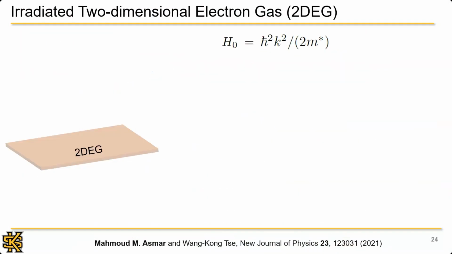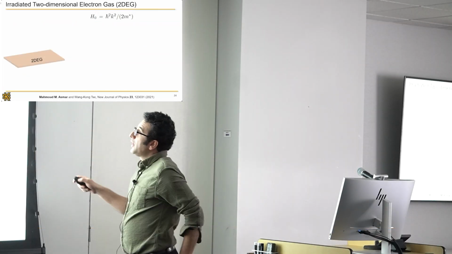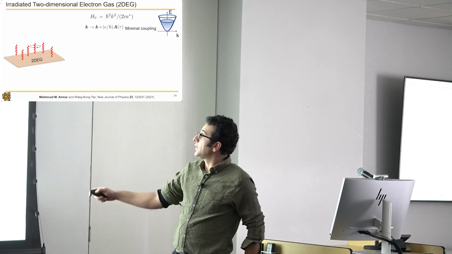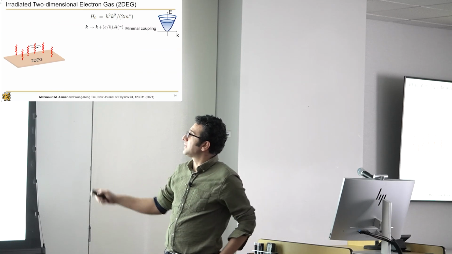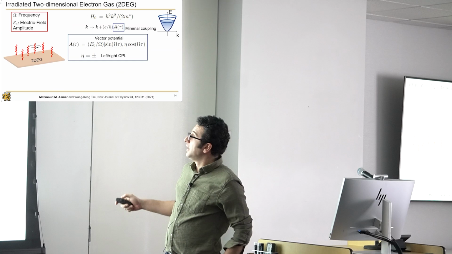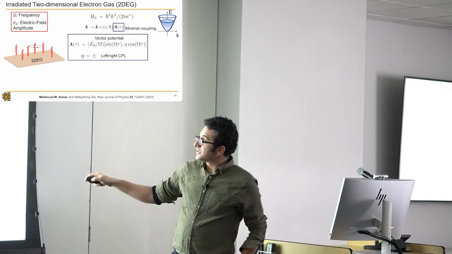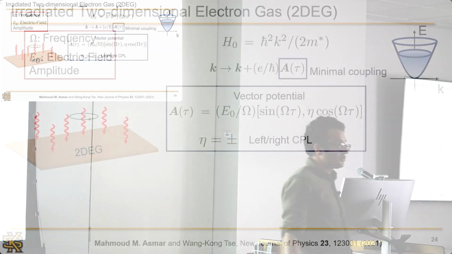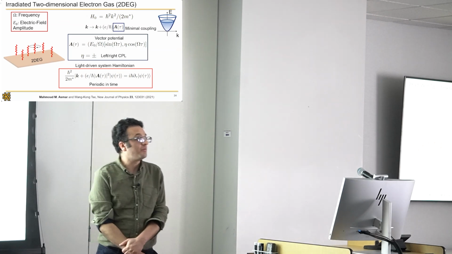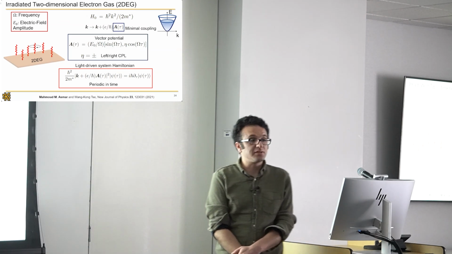So let's see, if we have an irradiated two-dimensional electron gas, what we do is that we capture the light-matter coupling via minimal coupling. Here tau means time, by the way. And this is the vector potential that describes circularly polarized light. So now we have a Hamiltonian that is driven, and the function of time here is a periodic function in time, which is essential to what comes next.